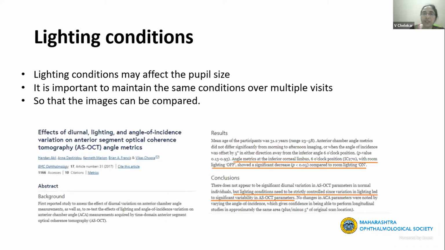The room lighting conditions also affect the scan. They may affect the pupil size, and it is important to maintain the same conditions over multiple visits so that the images can be compared.